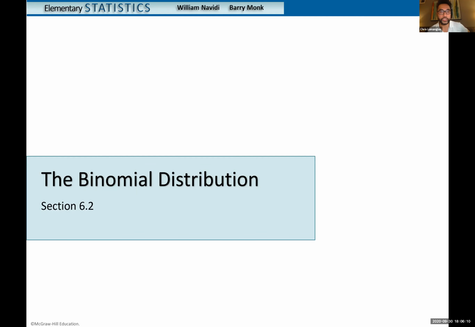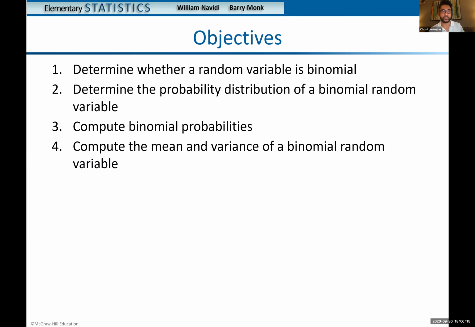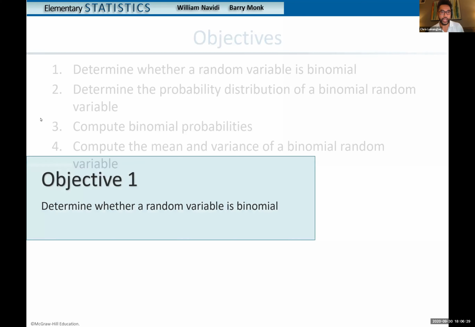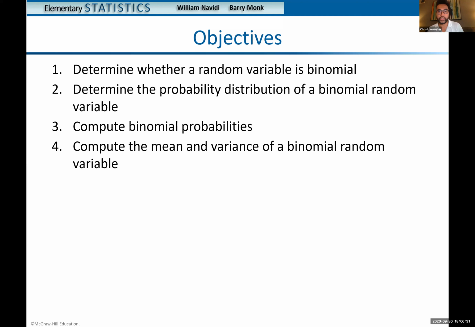Section 6.2, the binomial distribution. And these are the objectives: determine whether a random variable is binomial. Next, determine the probability distribution of a binomial random variable. Next, compute binomial probabilities. And the last one, compute the mean and the variance of the binomial distribution.